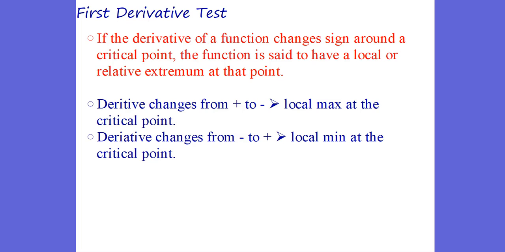So if the derivative changes from positive to negative, it's a local max. If it goes from negative to positive, it's a local min. And this will make sense, hopefully, in a little bit.